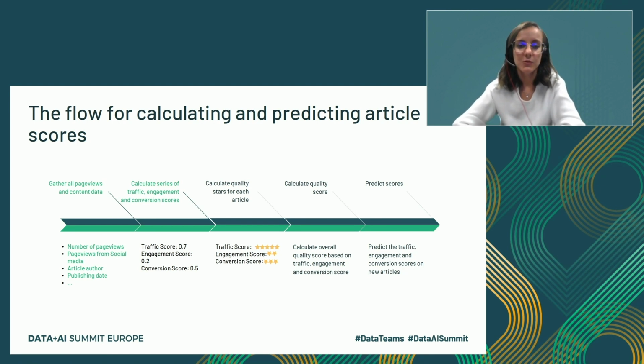And lastly, once we have all the scores for the historical articles, we will use this data to predict the scores for new articles. So we'll predict the traffic score, the engagement score, and the conversion score on new articles.